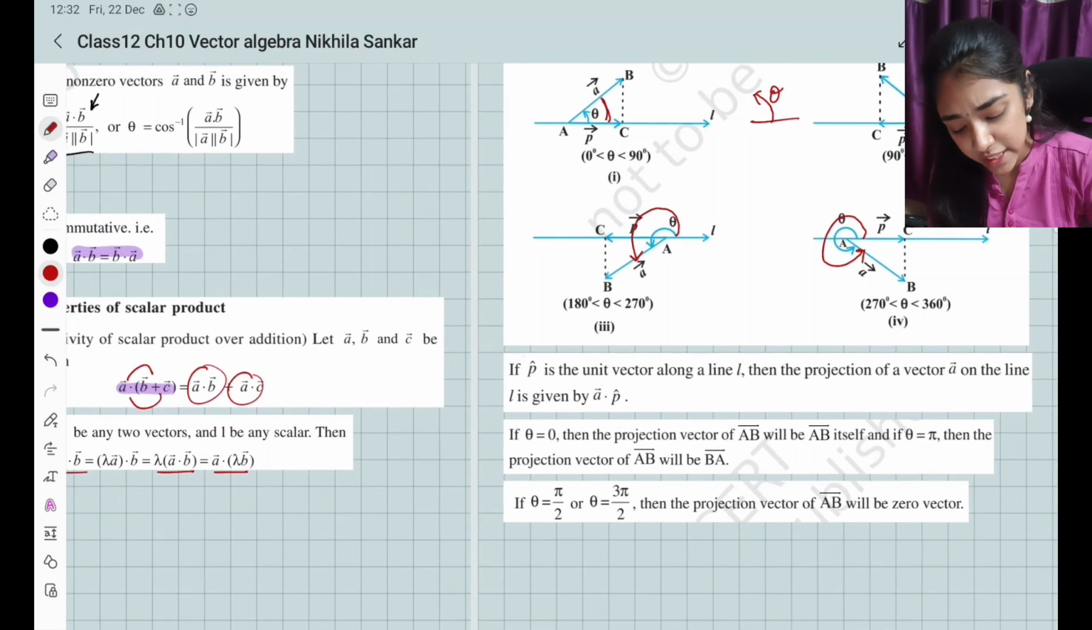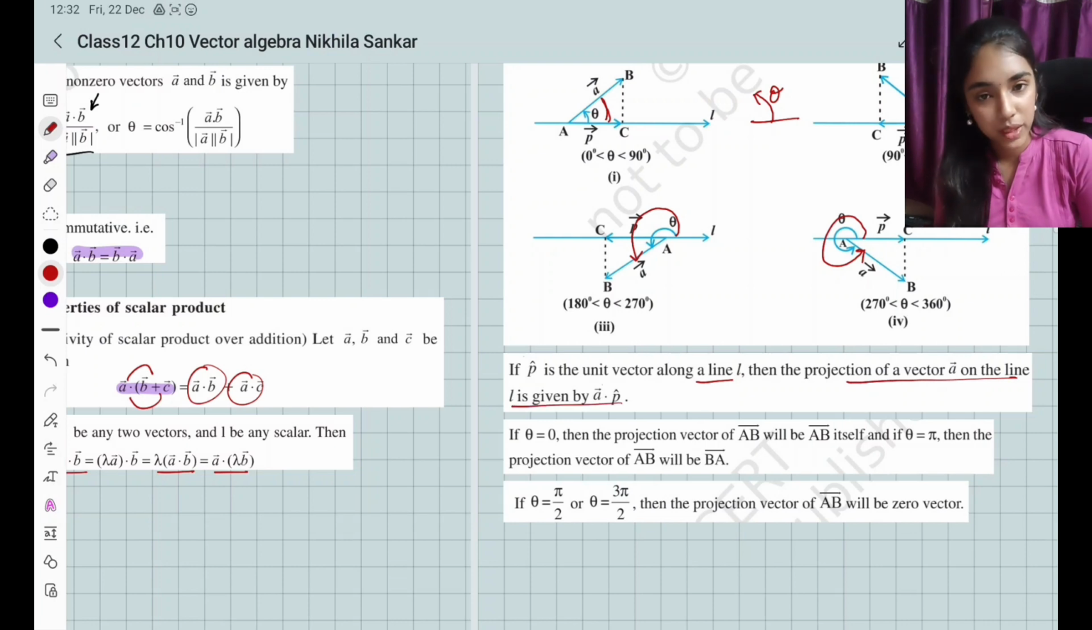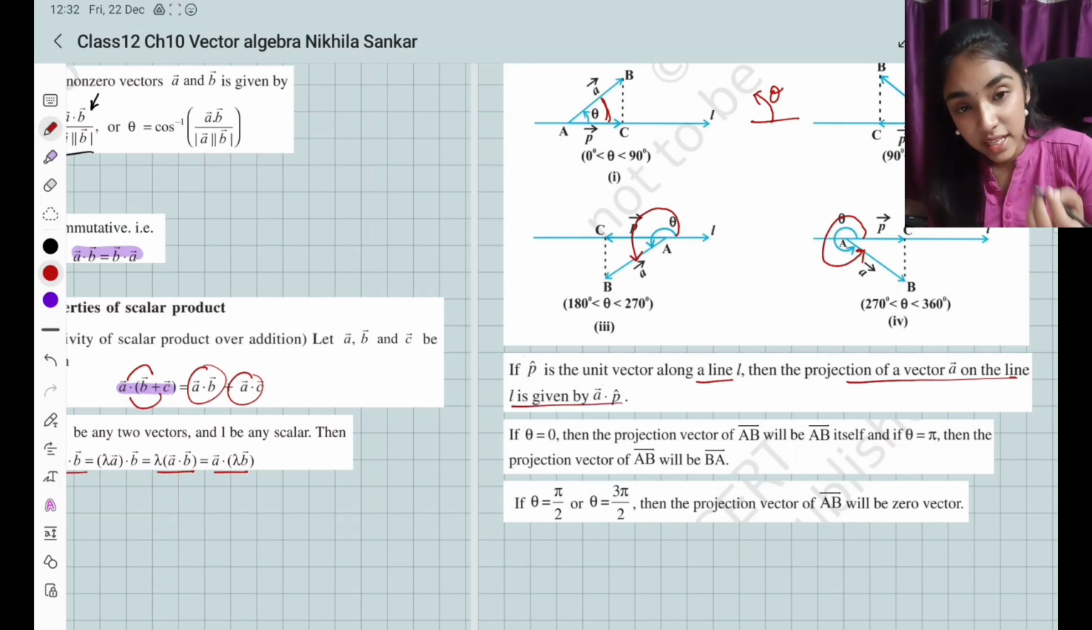Now, if P cap is the unit vector along the line L, then the projection of a vector A on the line L is given by A dot P. Okay? இதெல்லாம் ரொம்ப simple. P is a unit vector, so it doesn't really matter. நம்ம சும்மா போடும்போது உங்களுக்கு புரியும்.